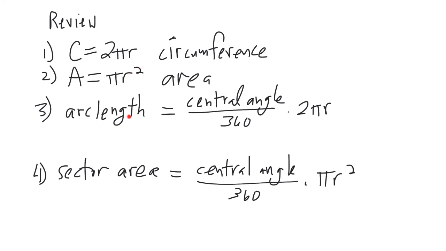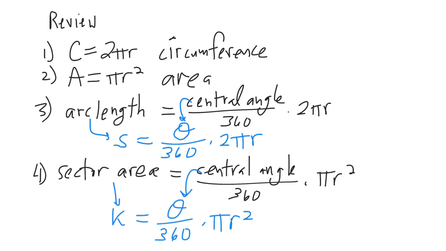The arc length is a part or a portion of the circumference, or fraction of the circumference, and the fraction will be based off of the central angle over 360 times the circumference, where the sector area is a portion or fraction of the entire area based off of the central angle over 360 times the full area.